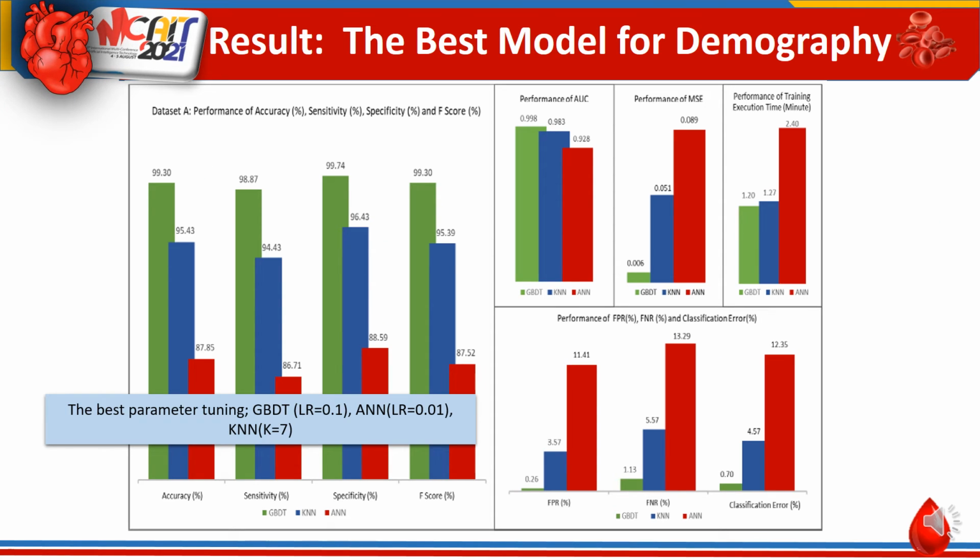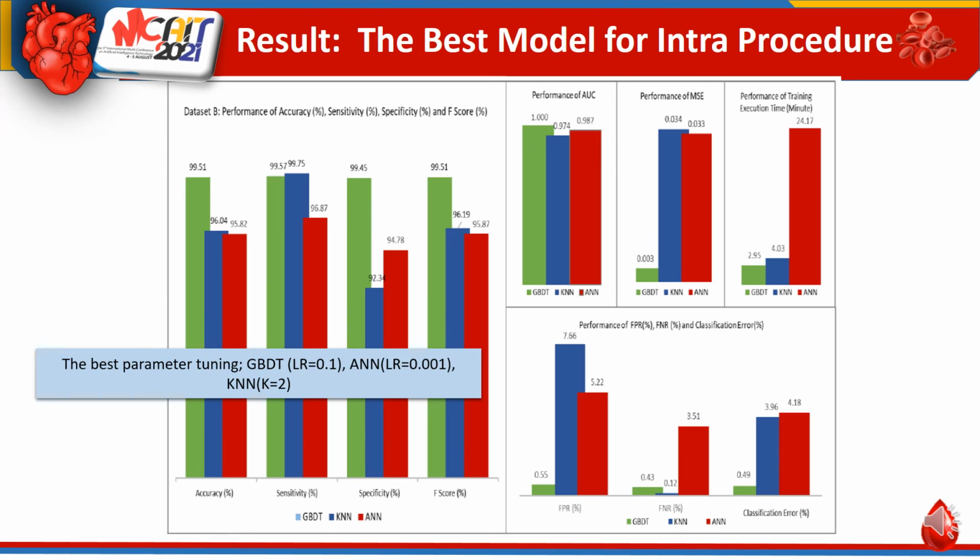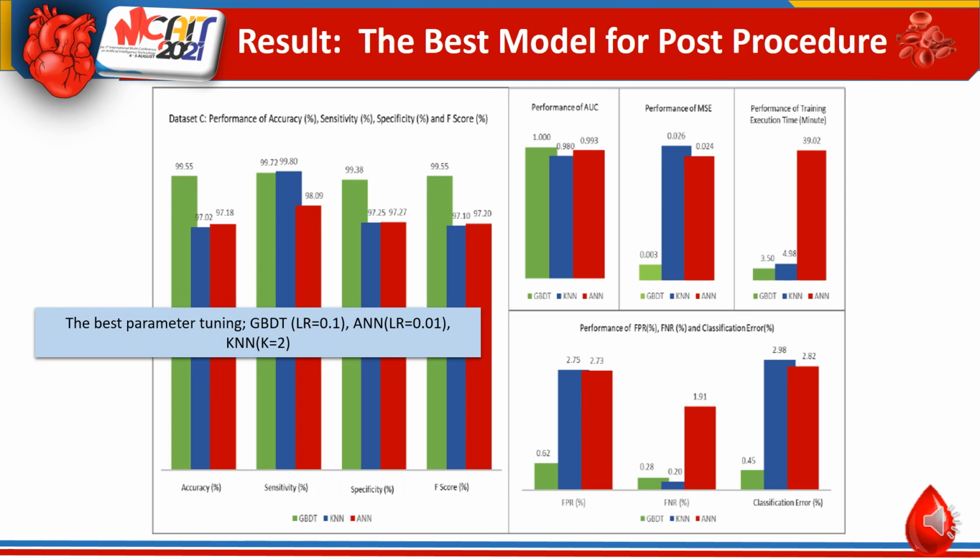Model comparison for SMOTE dataset. For the demographic dataset, the best parameter tuning was performed by gradient boosted with learning rate of 0.1. For the intra-procedure dataset, the best parameter tuning was also performed in gradient boosted with learning rate of 0.1. For the post-procedure dataset, the best parameter tuning was also performed in gradient boosted with learning rate of 0.1.